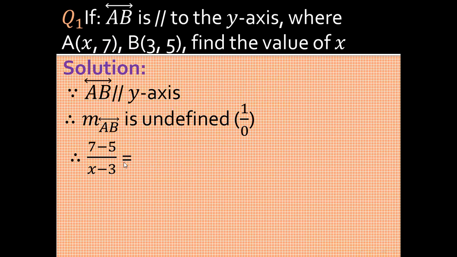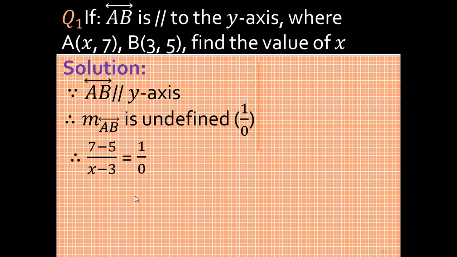We know that if we need to find the slope of the straight line, we need to find the difference between y coordinates over the difference between x coordinates. That means 7 minus 5 over x minus 3, and this is the slope. 7 minus 5 over x minus 3 equals what? Equals 1 over 0. Why do we put 0 here? Because the slope is undefined. AB is parallel to the y-axis, so the slope is undefined and the denominator is 0.